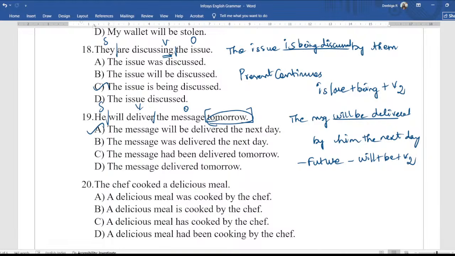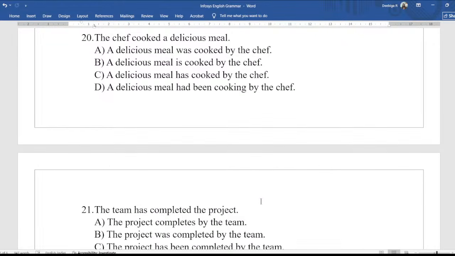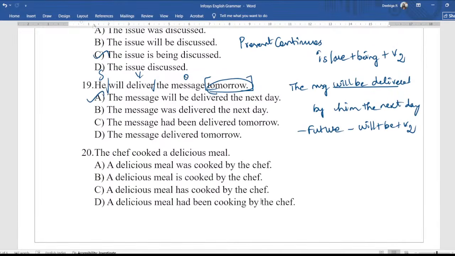This is the correct answer. Was delivered, had been delivered, delivered. Those are not correct. Now, the chef cooked a delicious meal and the team has completed the project. Pause this session and try to come up with the answer as I told you. I'll give you the steps.